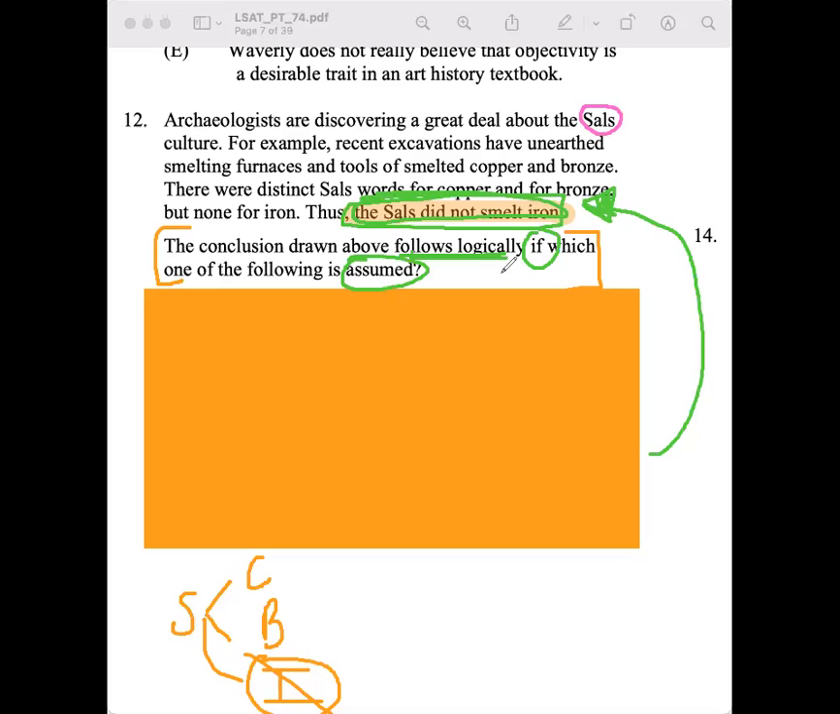I want you to predict something. There weren't any words for it. Well, we already know there were no words, right? So what must there not being a word mean? What assumption are they making? That they didn't smelt iron. Yes, but why, what are they assuming about there not being a word for iron? If they did smelt iron, what do you think they would have? A word for it? Yes. So if we said if the Sauls smelted iron, then they would have a word for it, would that guarantee this conclusion? Yes. So do you see how that's the assumption?